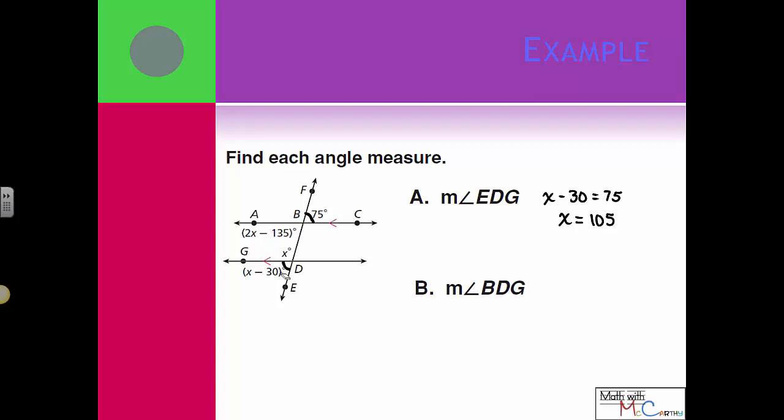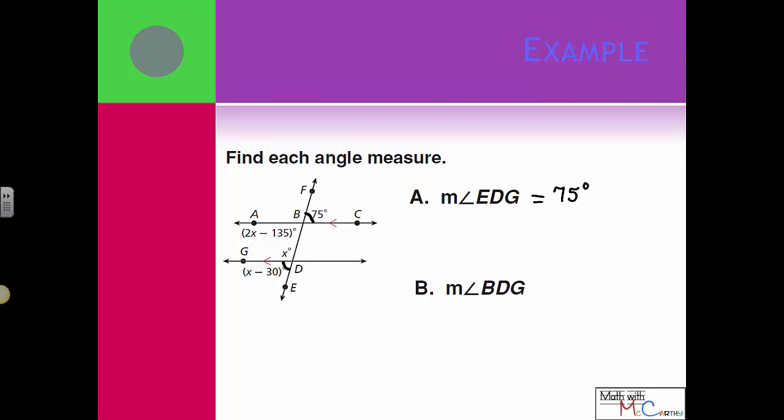105, I'm sorry. So the measure of angle EDG is 105 minus, oh, I didn't even have to do all that. Check this out. These two are congruent. If this one's 75 degrees, then that one has to be 75 degrees. Now, finding x and then plugging it back in, I would have gotten 105 minus 30, whatever that would have happened to be, and I would have gotten that same answer.